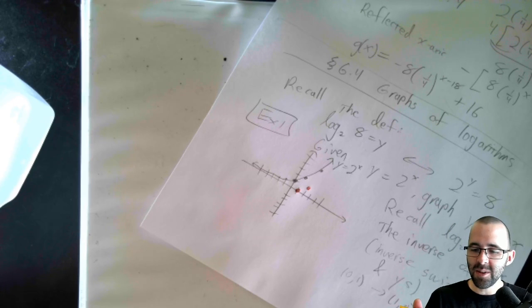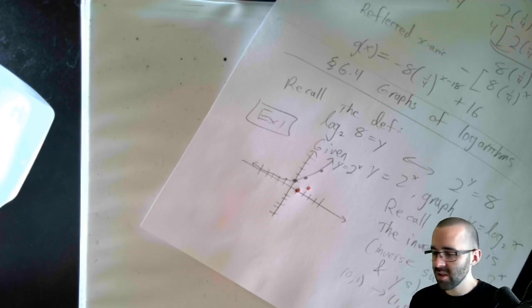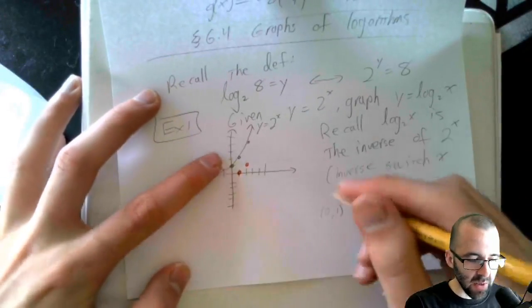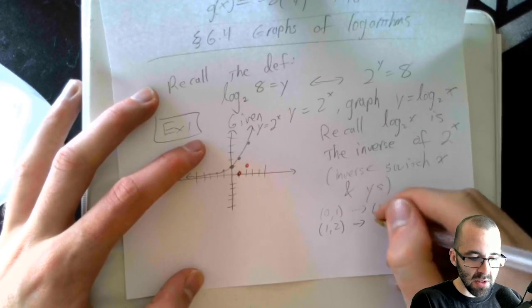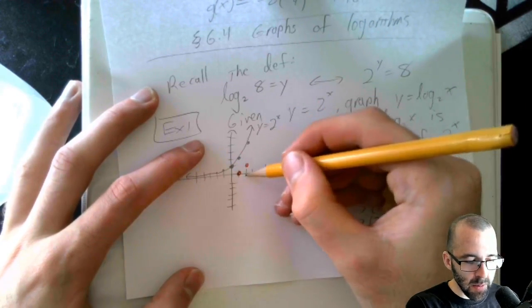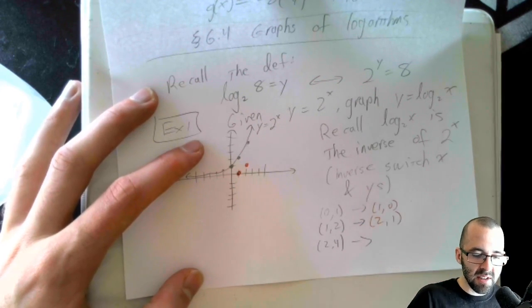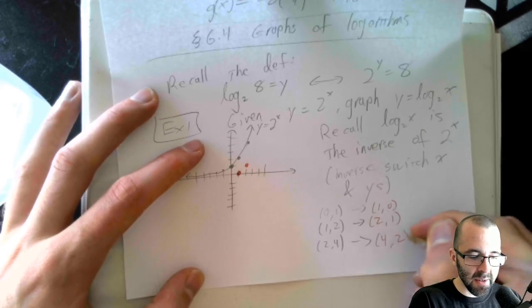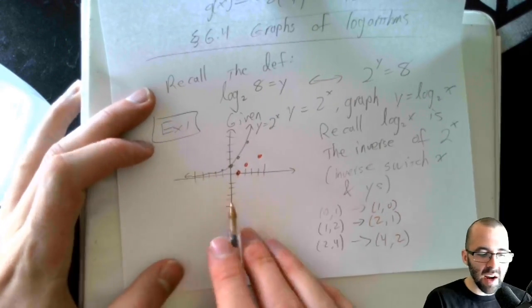So we just essentially do this with all of the points that we have, and we just graph them all. Again, we said the point 1, 2 became the point 2, 1 for its inverse. We have a point up here. This is 2, 4. 2, 4 is going to become 4, 2 on the inverse. Like so. And that's how you can graph these.